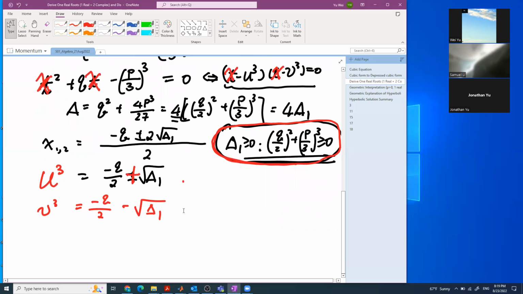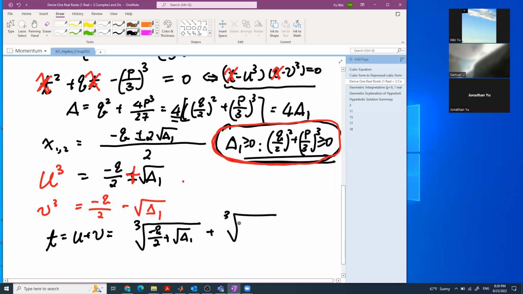Okay, so in this condition, we're almost there, right? Who can tell me what the real root is? t equals what? The cube root of negative q over 2 plus delta 1, and then the same thing for v. I think this is a very beautiful solution.